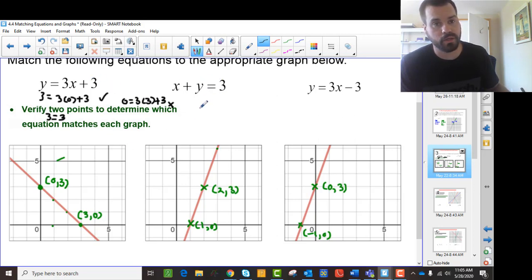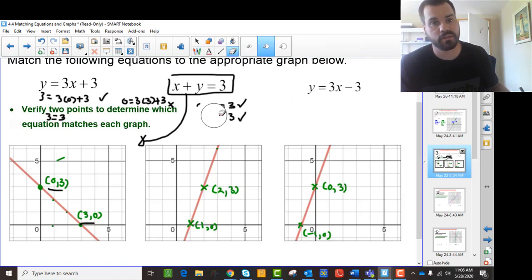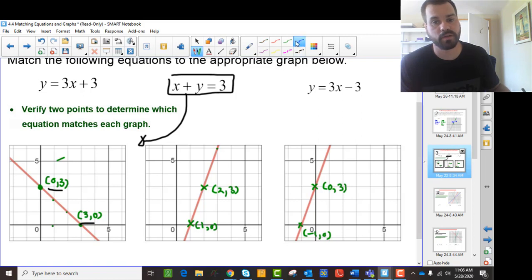Then I go to here. I say, does 0 plus 3 equal 3? Yes, it does. Again, I'm using these points. And then does 3 plus 0 equal 3? We say, yes, it does. So that means that this equation is this graph. Once we've decided that, then we only have to test in the other 2. I'm just going to erase the testing because we're going to test another set of points here. But I don't have to test in the middle one anymore because I've already done that.